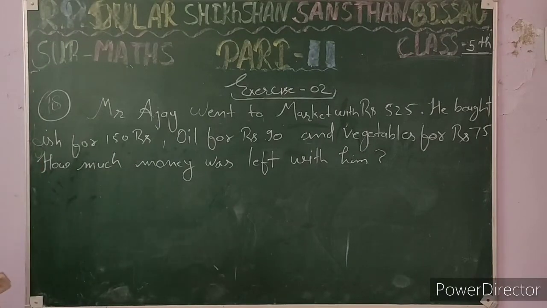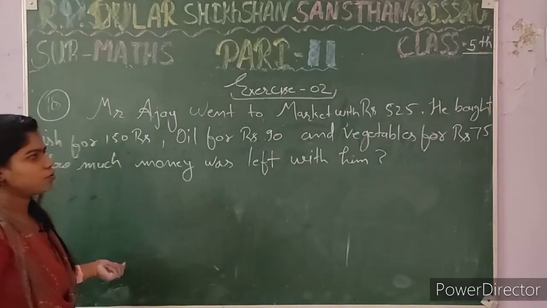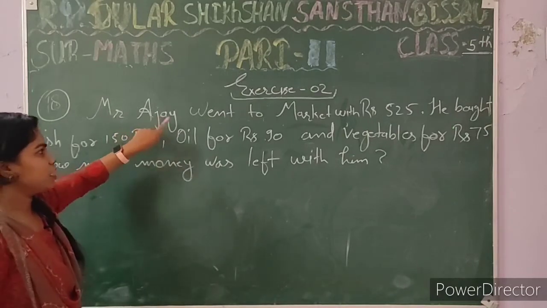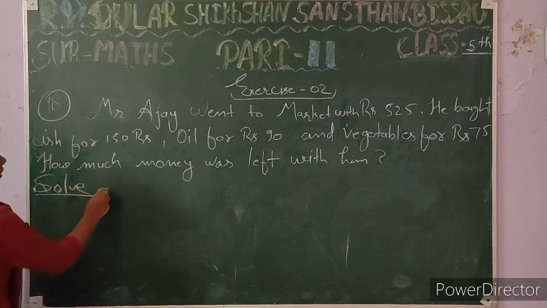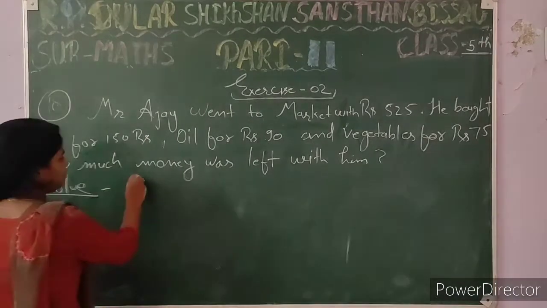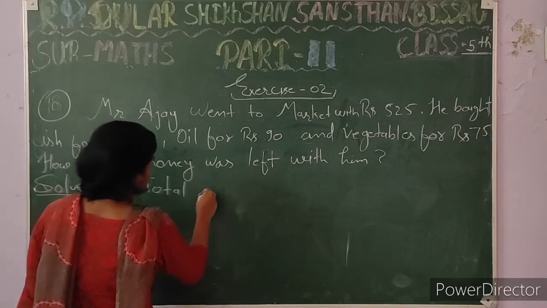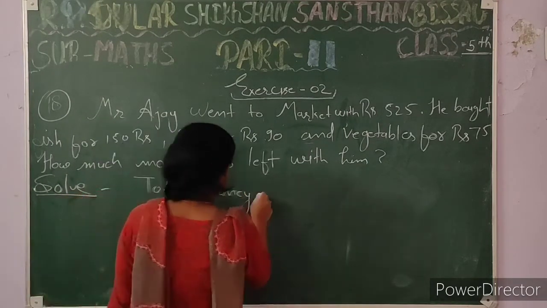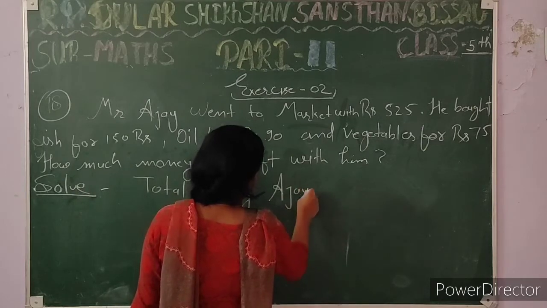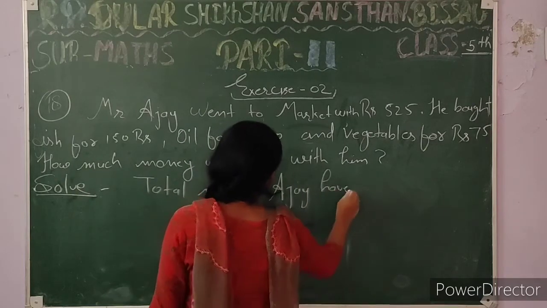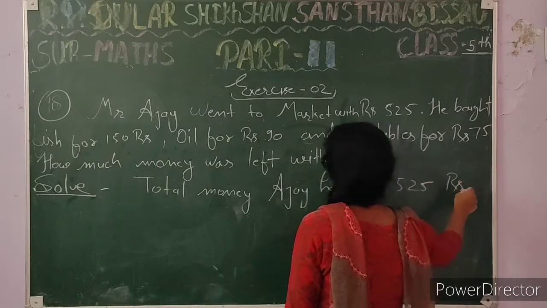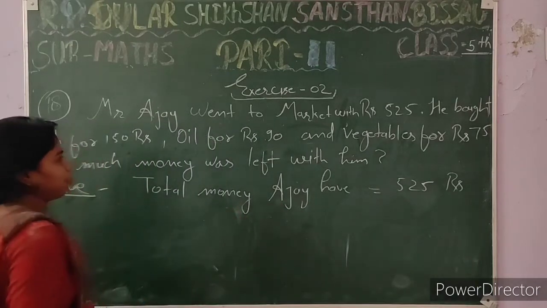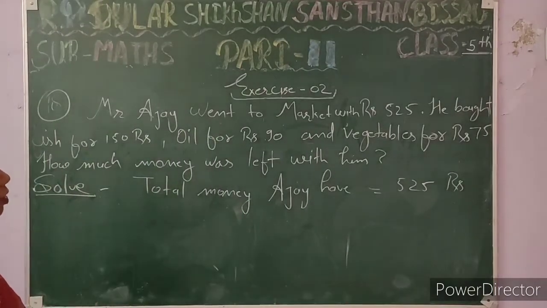Okay students, what can we do in these type of questions? Look carefully. Mr. Ajay went to market with rupees 525. First of all, we write the total money of Ajay. Total money Ajay have is equals to 525. We can write here Mr. Ajay went to market with total money is equals to 525 also.